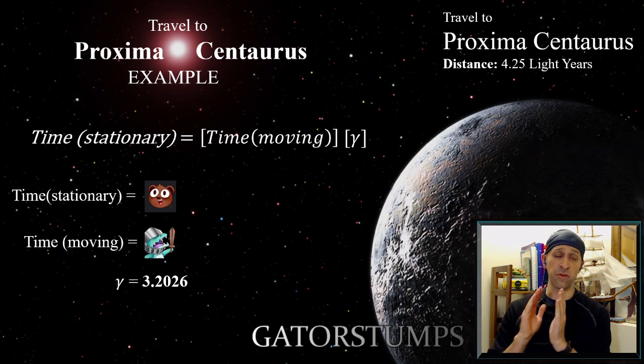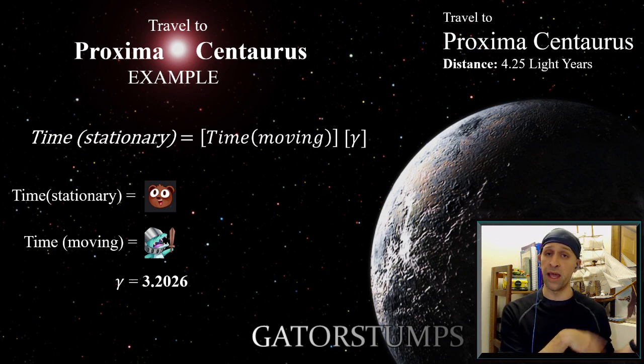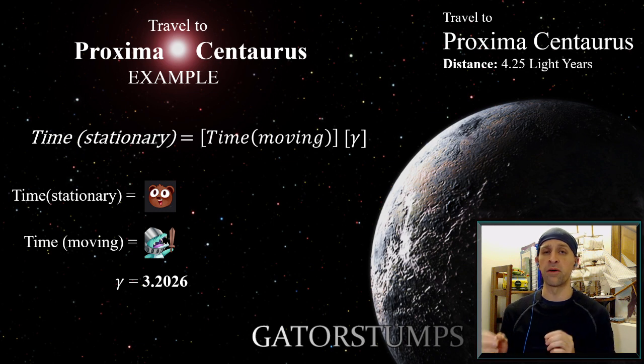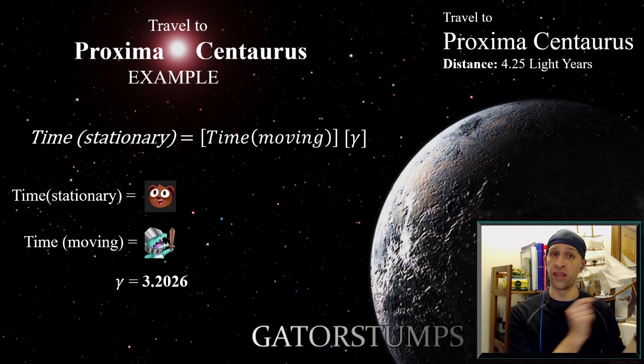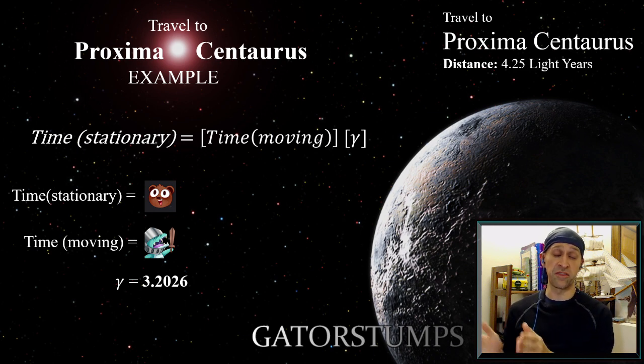So if we take the time of a stationary object, Hostage, and then we take the time of a moving object, me, and then we times it by gamma, that gives us our numbers. So what that means is, and by time I mean duration, time moving is the amount of time it takes me to get to Proxima Centauri. The time stationary, the time for Hostage, is the amount of time that elapses for him while I'm off doing things and he's sitting around streaming the whole time.